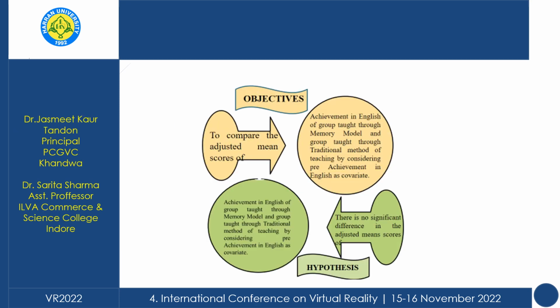The objective with which this study has been undertaken by the researcher is to compare the adjusted mean score of achievement in English of the group taught through the memory model and the group taught through the traditional method of teaching, by considering pre-achievement in English as covariate. The hypothesis for the same objective is: there is no significant difference in the adjusted mean scores of achievement in English of the group taught through the memory model and the group taught through the traditional method of teaching, by considering pre-achievement in English as covariate.